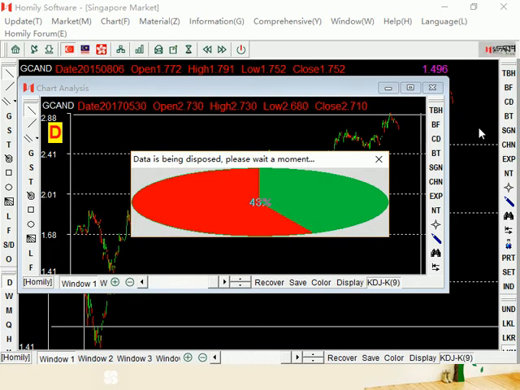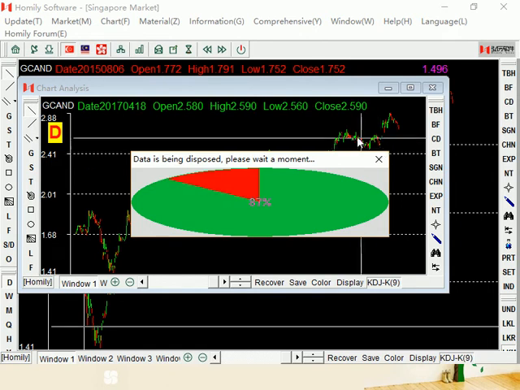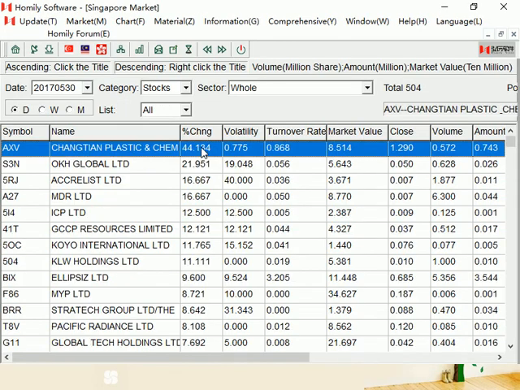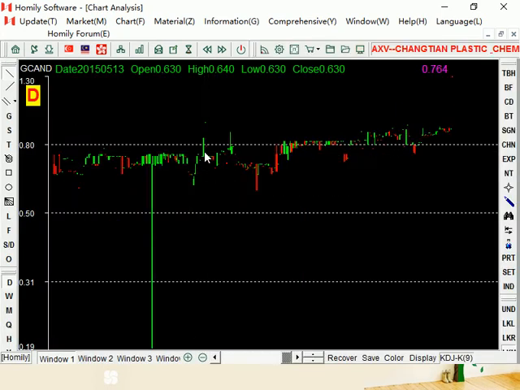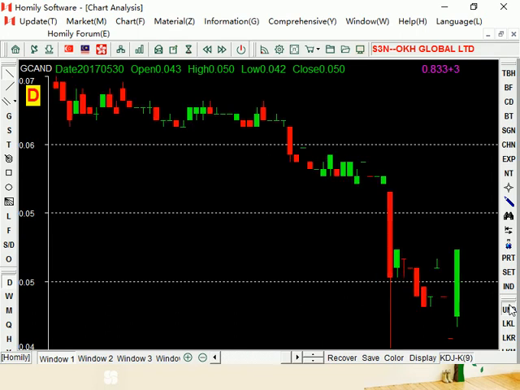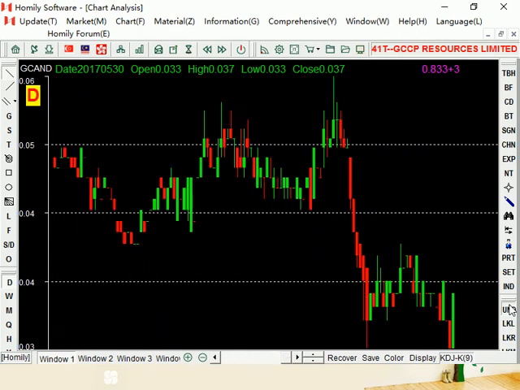Later I will show you how to pick strong stocks. Okay, so this is the price, the high volume stocks. Then we can see the first one. This one has no volume. And we see some individual stocks.